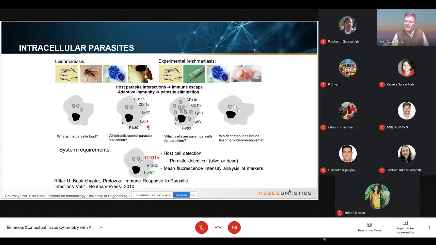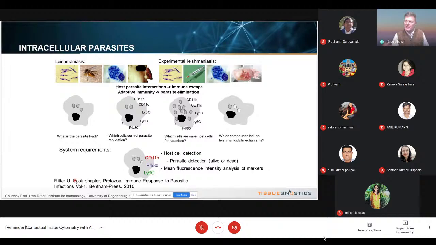I'm not going to talk about the biology of Leishmaniasis, but about the methodology to detect the parasites intracellularly. Leishmanias are protozoan parasites which are transmitted by a mosquito and infect certain cells like macrophages, where they multiply. Patients suffering from this disease encounter really severe structural tissue damage. In Regensburg in Germany, the group of Professor Ritter is working on a cure for Leishmaniasis.